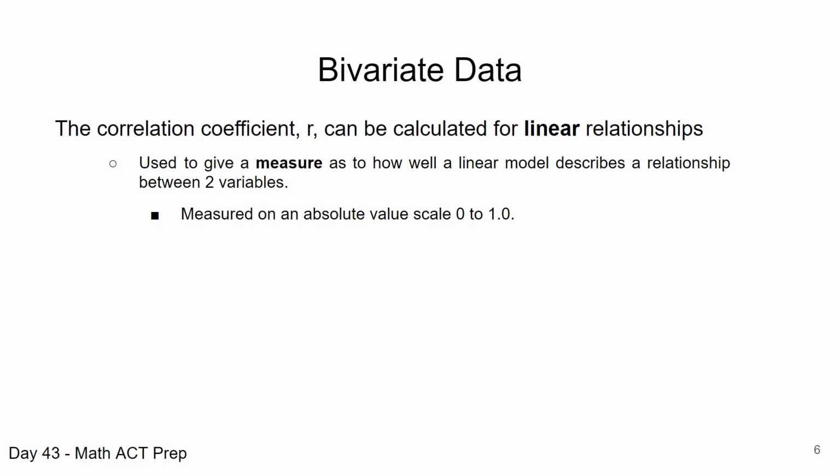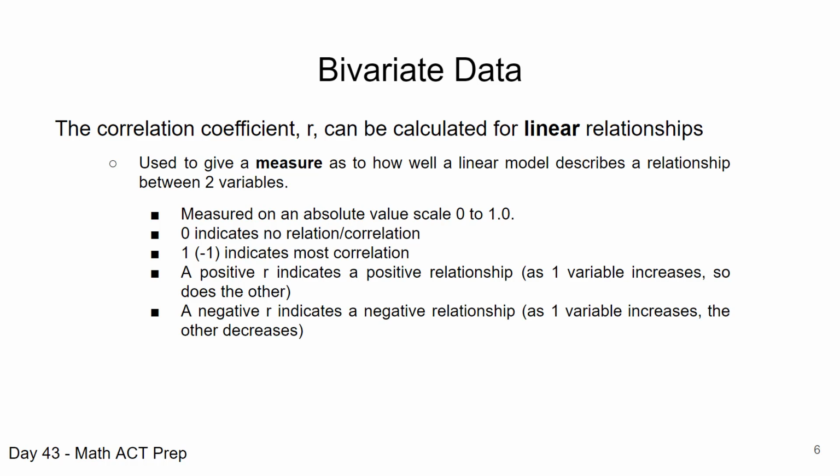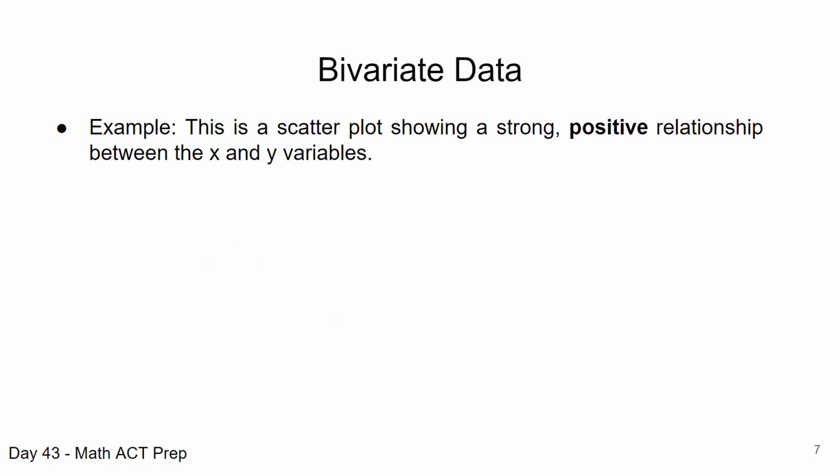r is measured on an absolute value scale from 0 to 1.0. And 0 is going to give us no relation, no correlation. As we get closer to 1, that's going to indicate the most correlation, and the sign is going to indicate what type of relationship. If you have a positive r with a positive relationship, that means as one variable increases, the other one's going to increase as well. In turn, a negative r value, which gives a negative relationship, means that as one variable increases, the other variable is going to decrease. And so let's take a look at this.